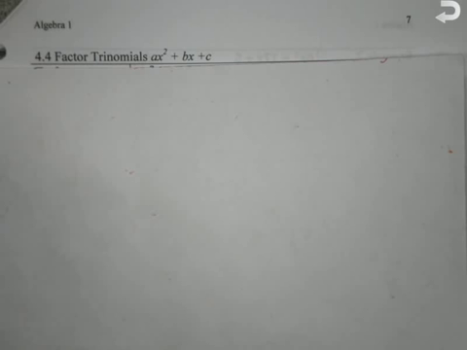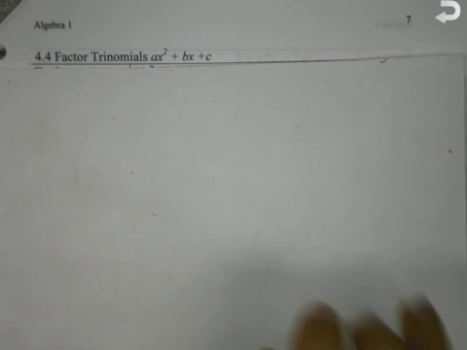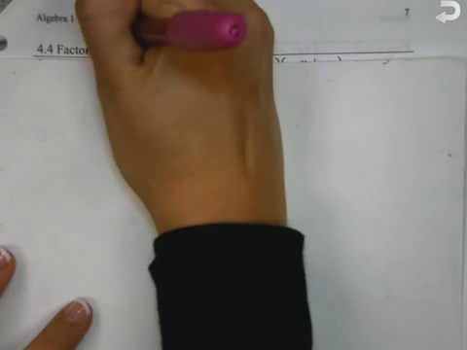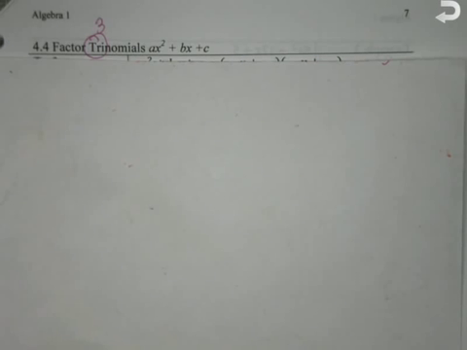Okay, so today for 4.4, we're factoring trinomials again. As a quick review, what does tri mean? Three. So how many terms are in a trinomial? Three. So please make sure that you are not calling binomials trinomials, or trying to do difference of two squares on a trinomial, okay?